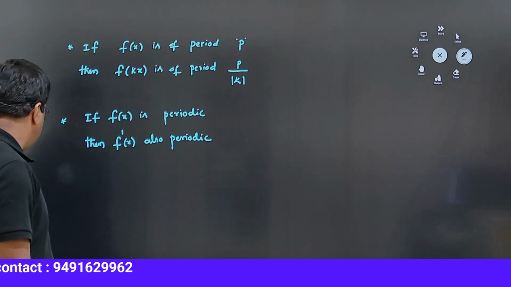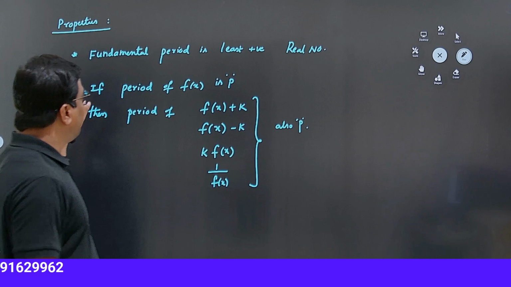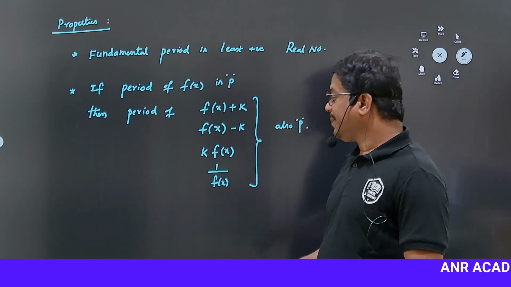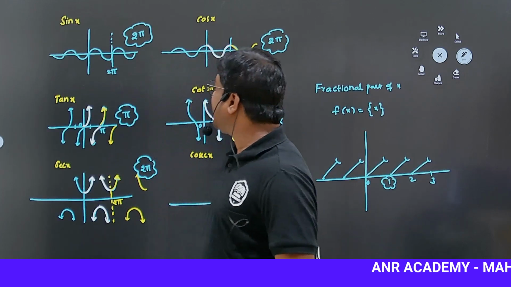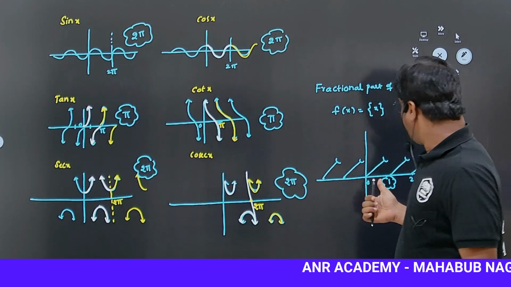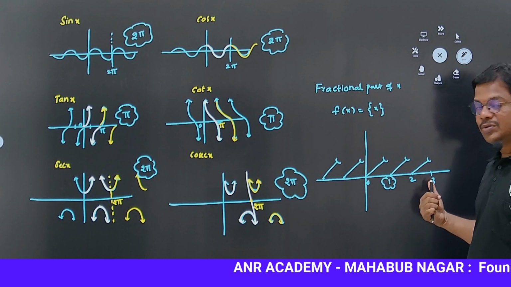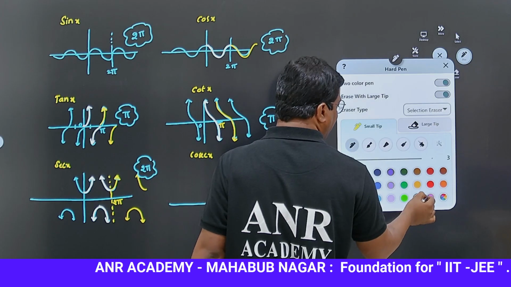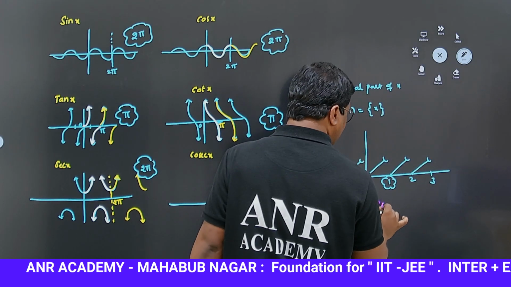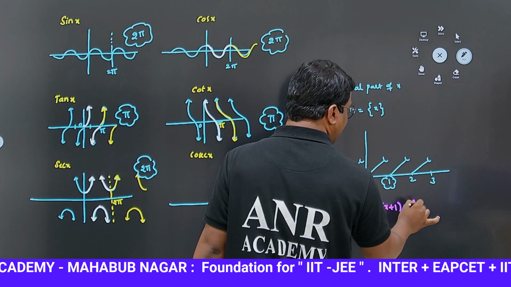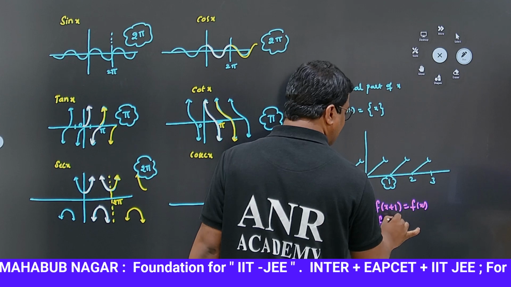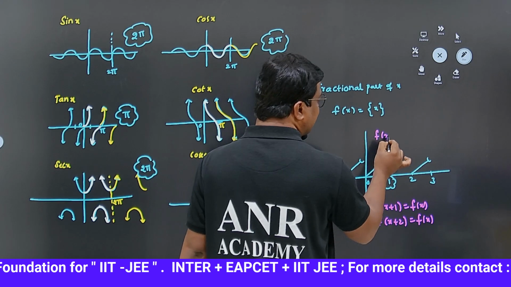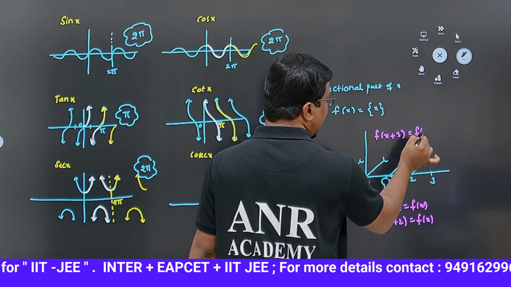Let us discuss the previous properties. The fundamental period is the least positive real number. Yes, from the previous graphs it is very clear that there are so many periods. The graph repeats at 1, 2, 3. We know the fundamental definition, f of x plus p equal to f of x, right? Here f of x plus 1 is f of x, f of x plus 2 is also f of x, I can write f of x plus 3 is also f of x.